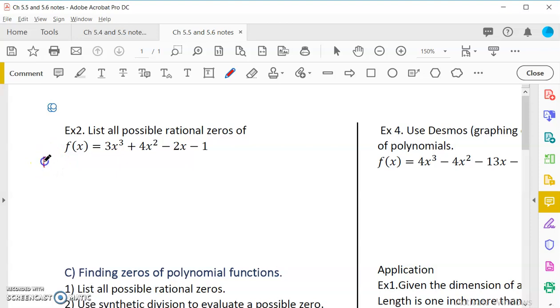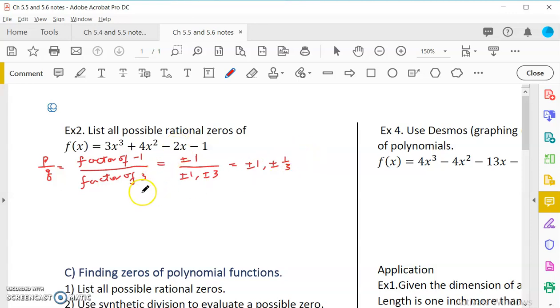So I would write here p over q: a factor of the last constant term, a factor of negative 1, which includes positive and negative, and in the denominator a factor of 3. Now, the factor of negative 1 can only be plus and minus 1. The factors of 3 would be plus and minus 1 and plus and minus 3, right? So what are the possible ones? With the denominator equal to 1, it's plus and minus 1, and with the denominator equal to 3, plus and minus 1/3.